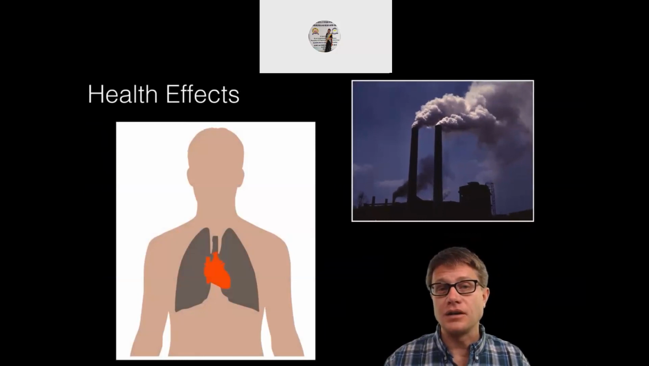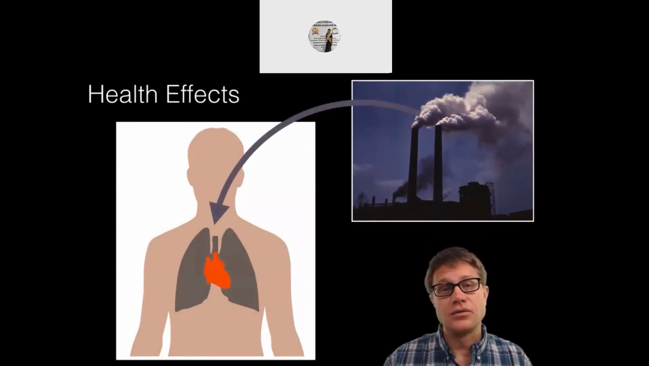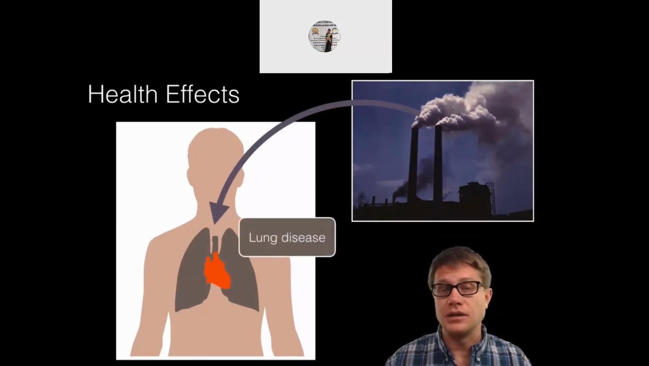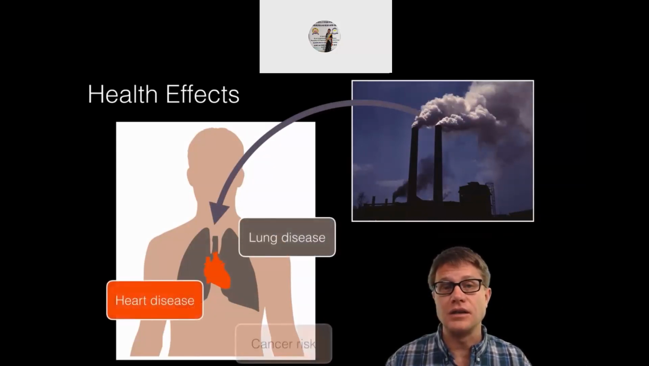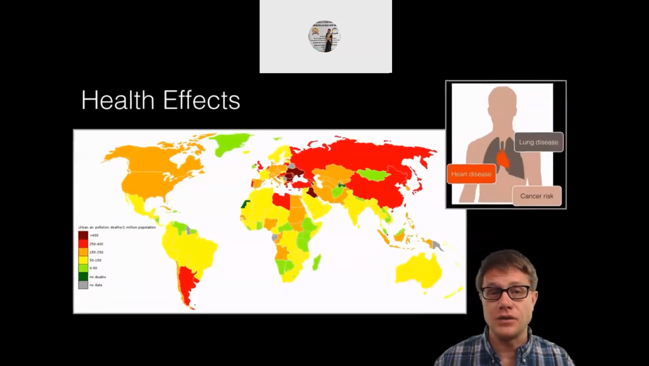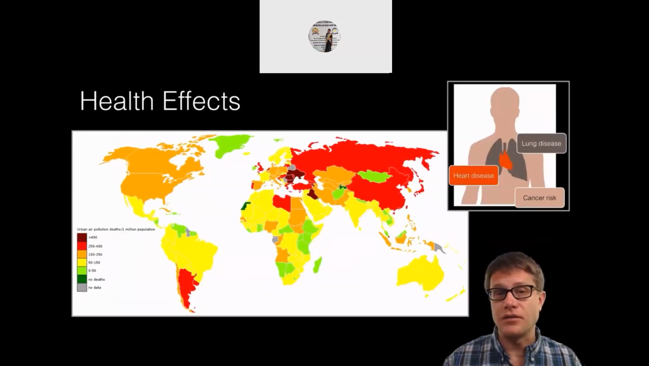But regardless, how do they affect us? It's through our cardiovascular system. It's just like smoking. You can think of it that way. It can lead to lung disease, heart disease, and increased risks of cancer. And so where do we see these health effects most? It's wherever we have industrialization. So clearly it's going to be in places like China, but look over here in Eastern Europe, we have a huge amount of industrialization and not a lot of regulation.